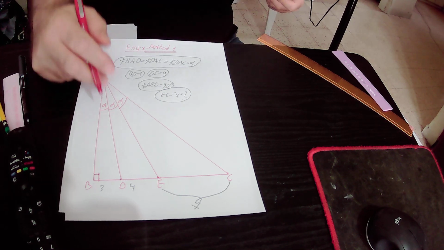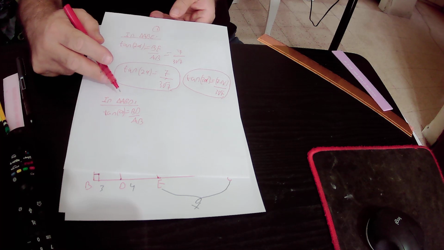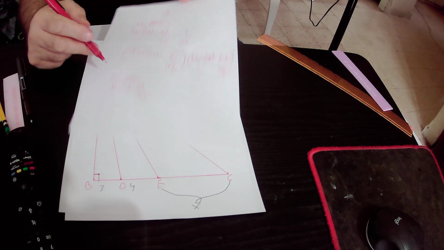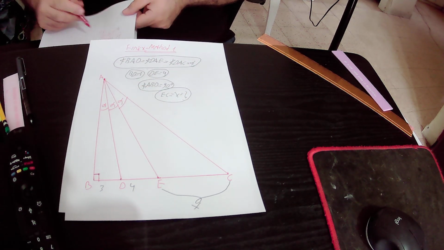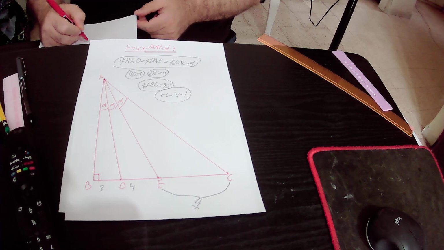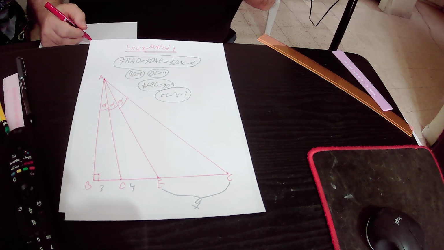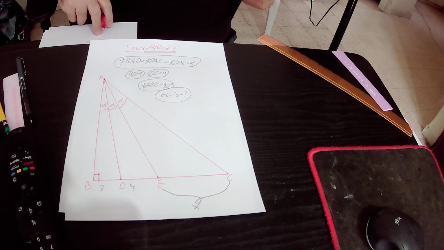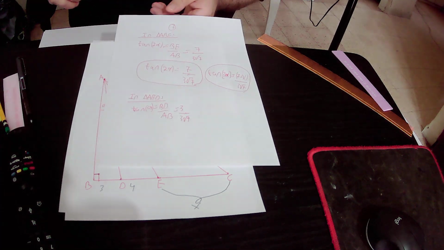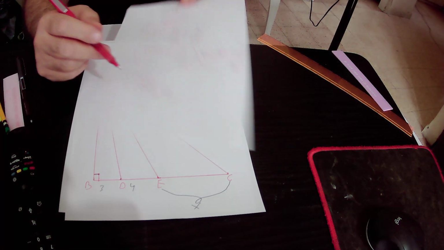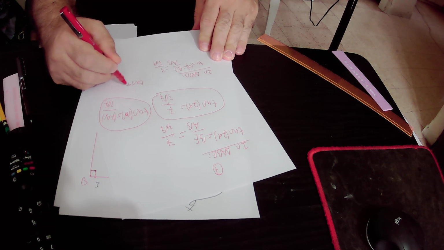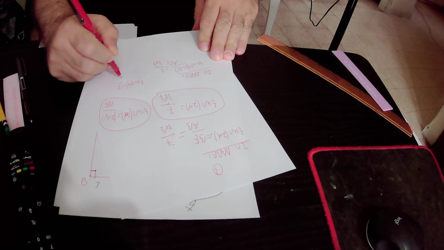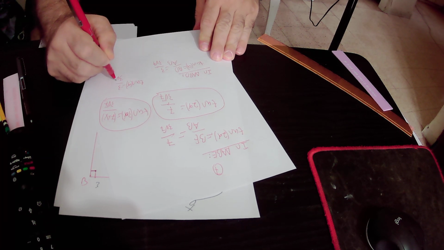Okay, on the right triangle ABD, we know that tangent alpha equals BD over AB. But what is the value of BD? BD equals 3 units. It is given in the question. And we have already found that AB equals 3 times root 7. So tangent alpha equals 3 over 3 times root 7. So I write here that tangent alpha equals 3 over 3 times root 7.